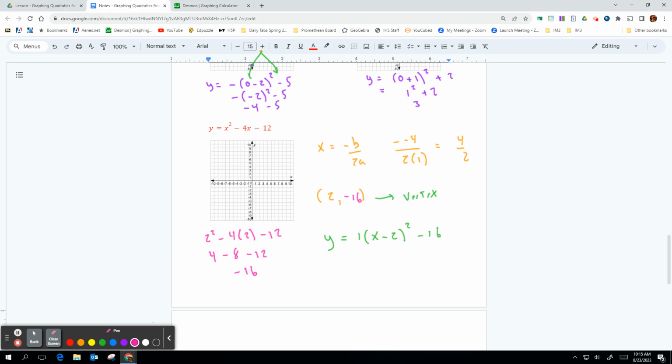But we did graph this in the previous video. I just wanted you to see how standard form and vertex form are connected.